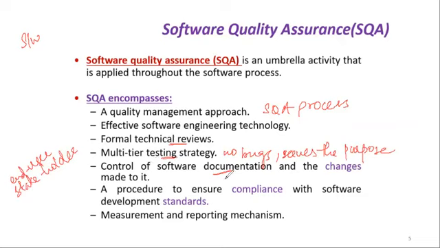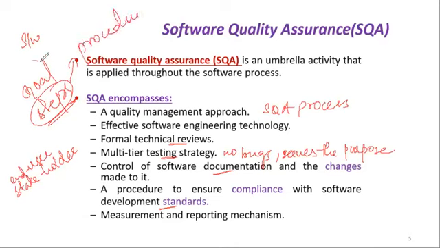Then the next is a procedure to ensure compliance with software development standards. That is, when you have decided that some specific standards need to be met, you need to have a process. That is, if you need to achieve a specific goal, you need to have some specific steps that you need to follow. So these steps are your procedures, and your goal becomes your standard.